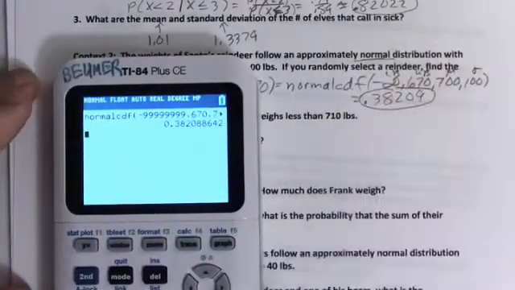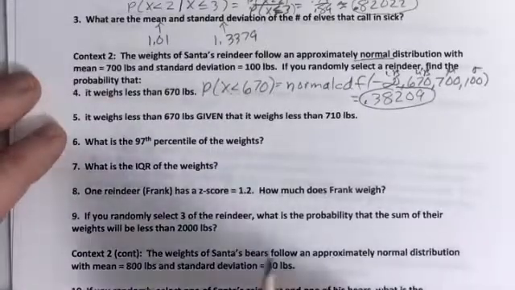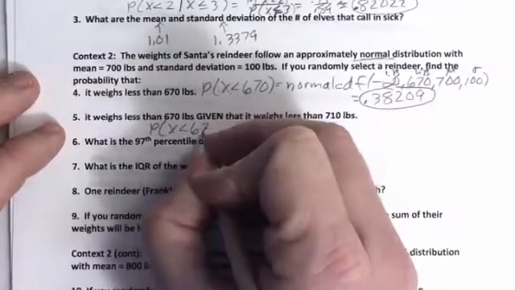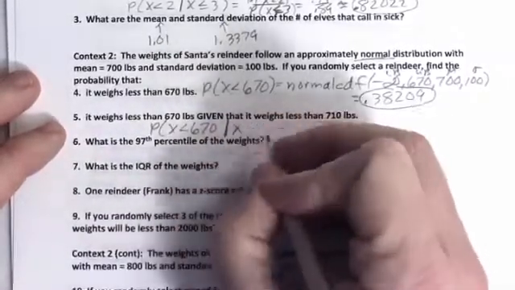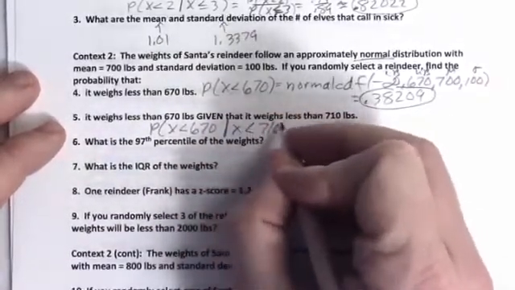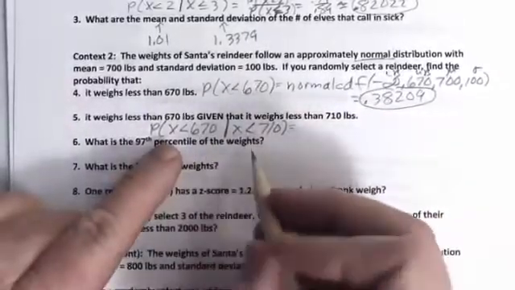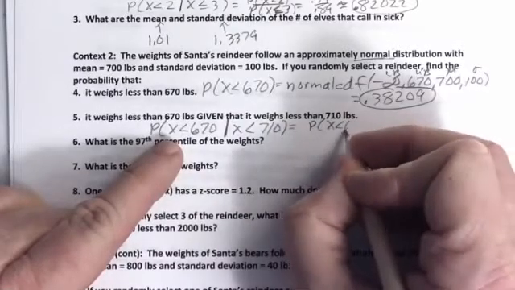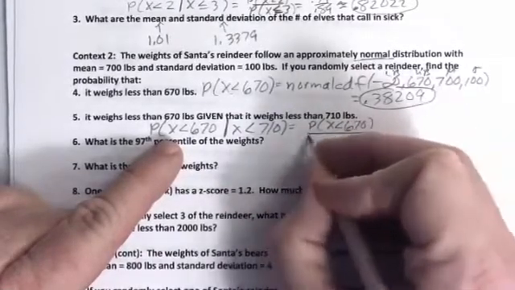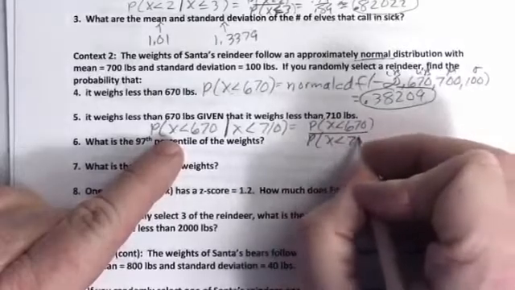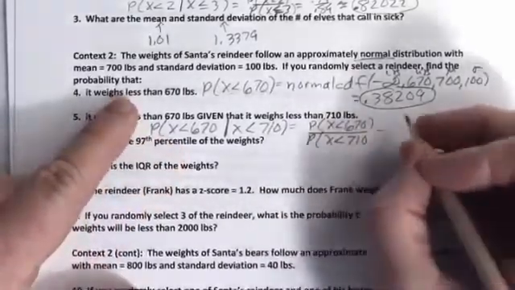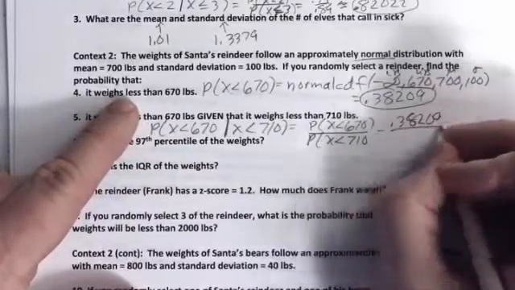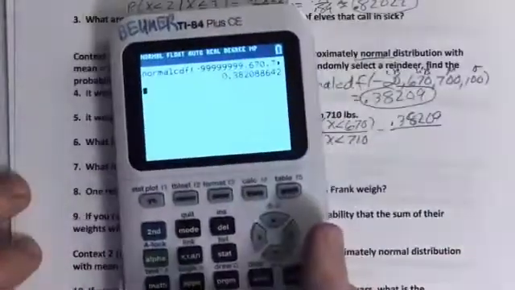So that's that. So then we have this. What's the probability that it weighs less than 670, given that it weighs less than 710? Once again, in this chapter, the conditional is just the probability of that over that. So that'll be the probability that X is less than 670 divided by the probability that X is less than 710. Well, we just found that in number 4, so that's 0.38209. That's the numerator.